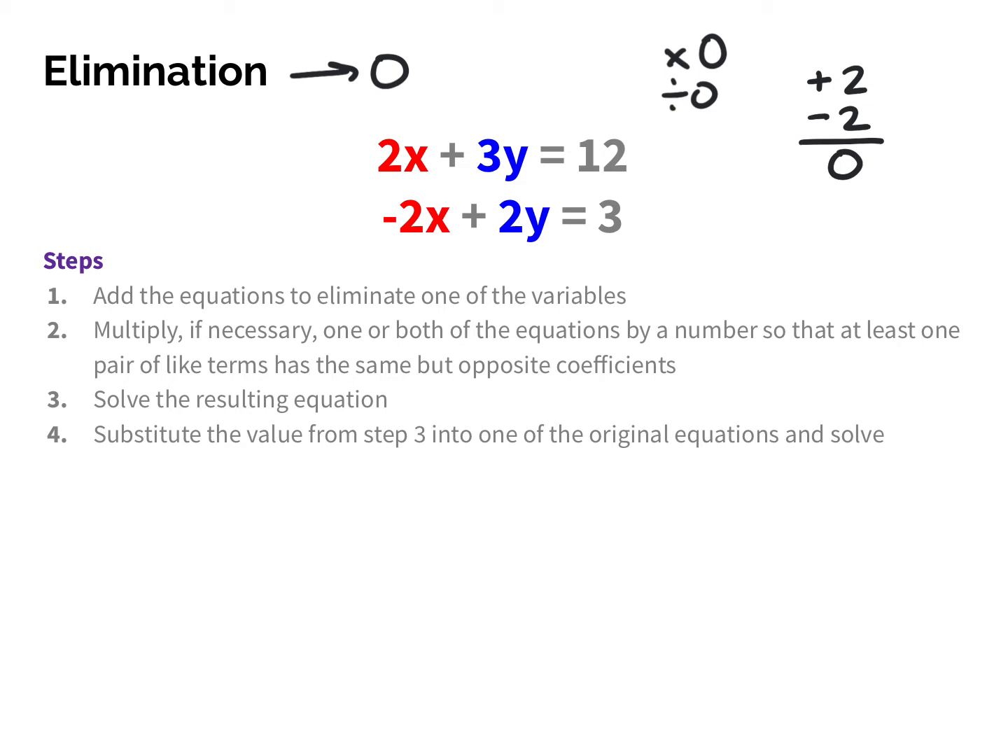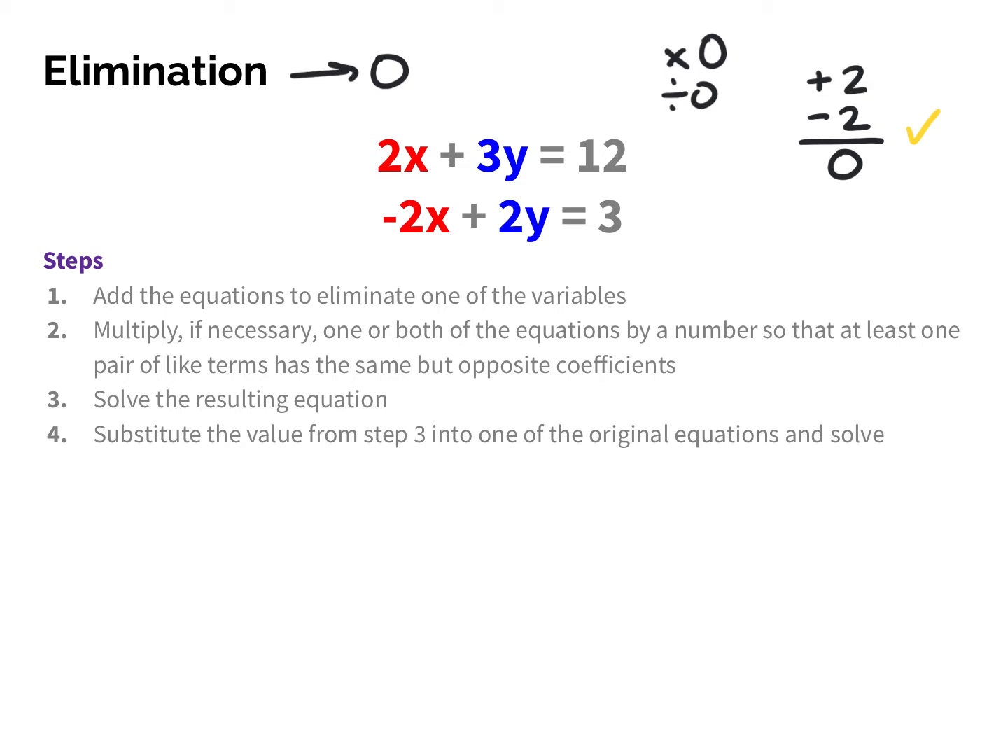And that's what we're going to look for. In order to eliminate things, we're going to look for one of our variables to be equal and opposite. So you'll notice here in this example, I have 2x and -2x. See how those are equal in value but opposite in signs. My y values, however, are not. I have 3y and 2y. Those are not equal, nor are they opposite. And the numbers at the end I don't really care about. What I'm looking for are my variables.